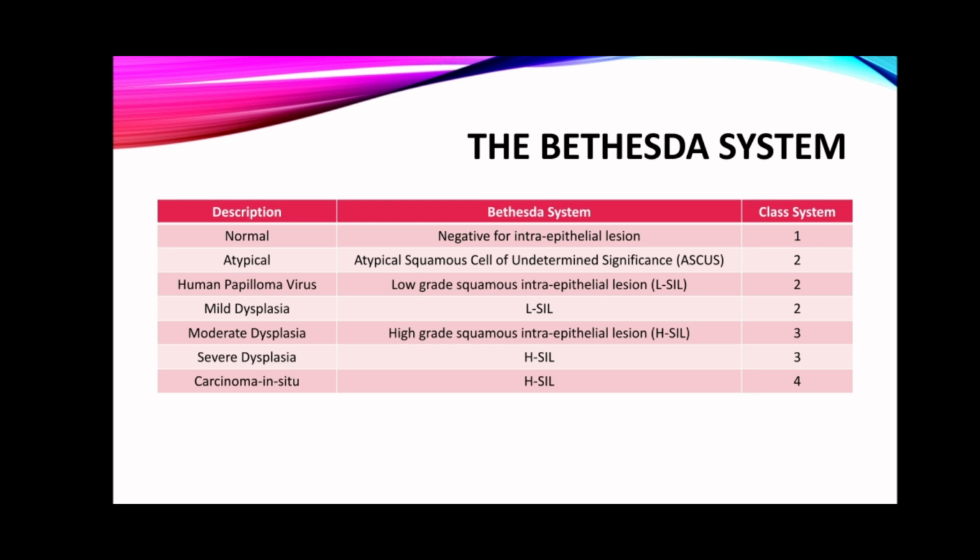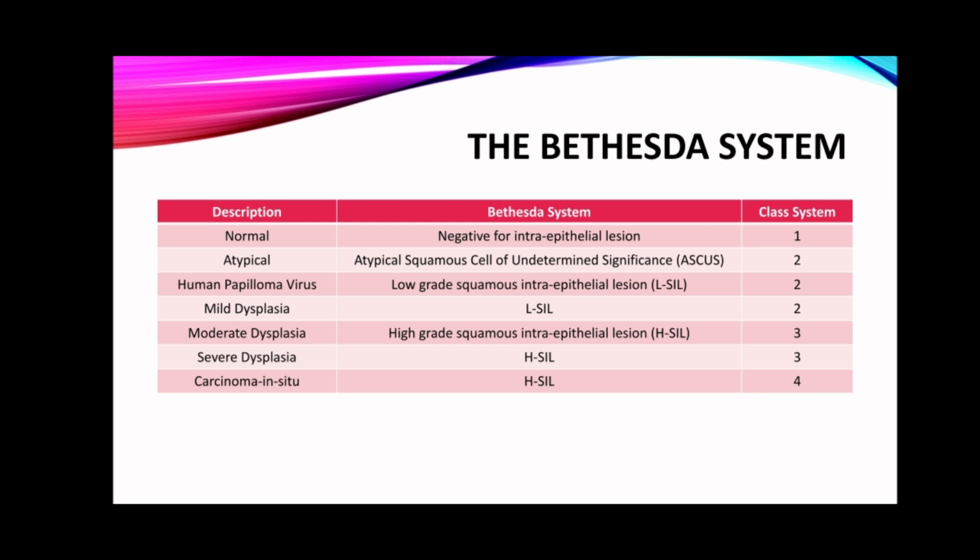The equivalent in the class system belongs to class 1. For atypical, they grade that as atypical squamous cells of undetermined significance, or they write ASCUS. That's under the Bethesda system, which is the accepted system of reporting right now. And in the class system, the equivalent to that is class 2.